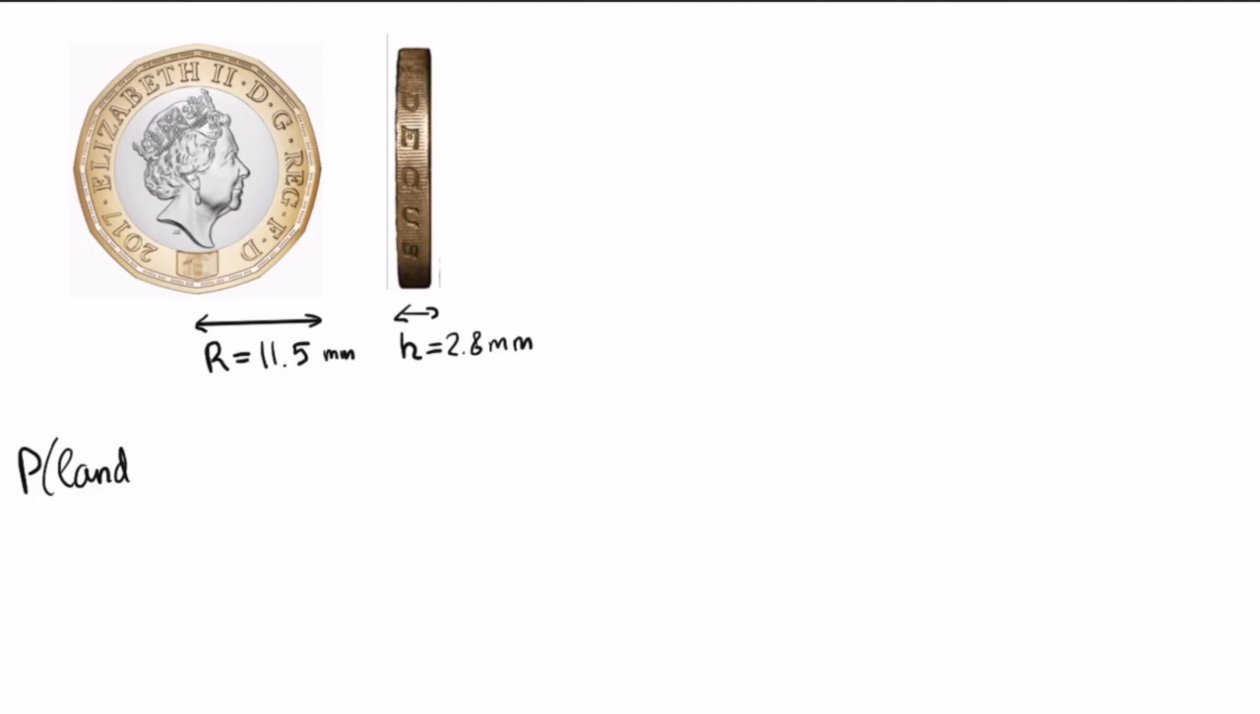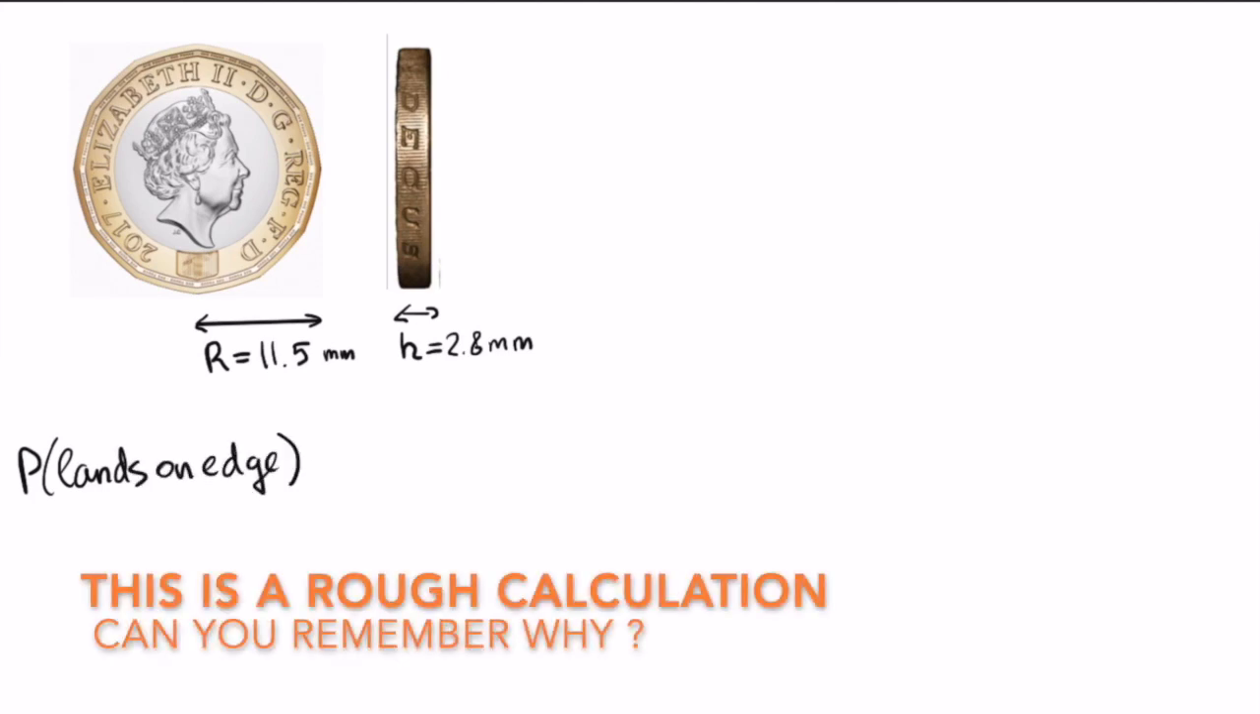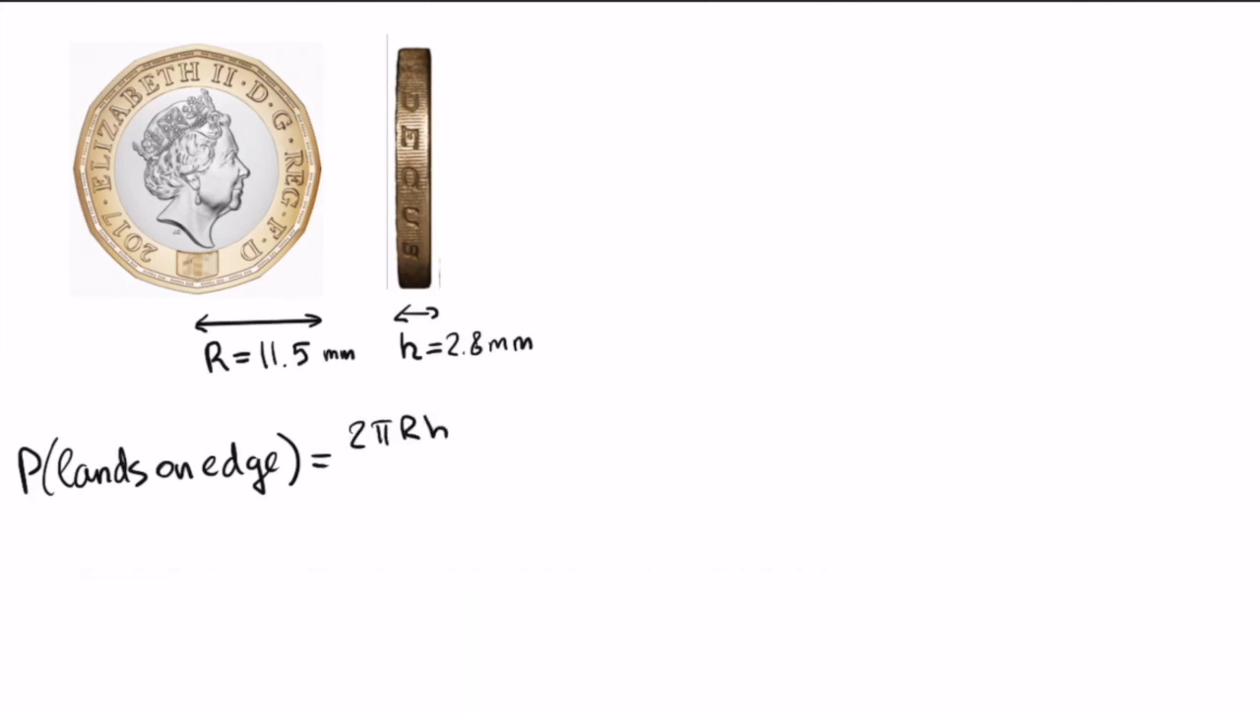Its radius is 11.5 millimeters and its width is 2.8. I just divide 2 pi rh by 4 pi r squared and get roughly 0.12. So this coin has a roughly 12% chance of landing on the edge.